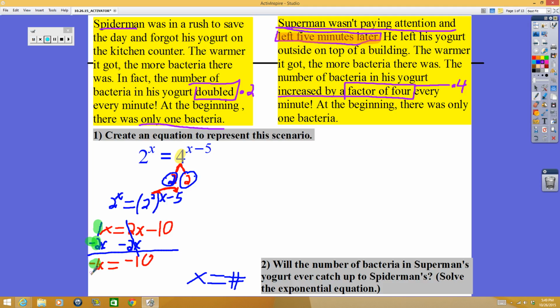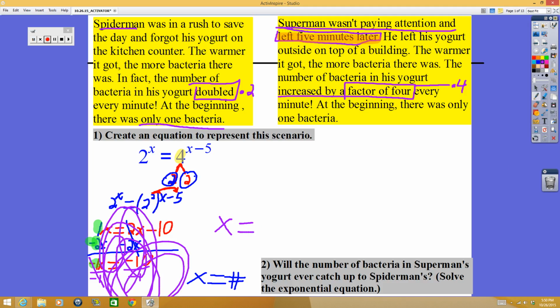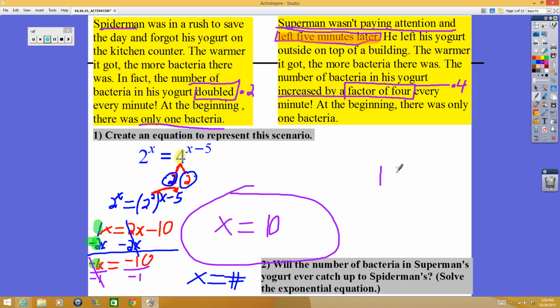Negative 1. I need to divide by that. I need to get rid of it. I know sometimes the habit is some people want to add because they see this negative sign. But look, there's a multiplication sign there right next to the x. I'm trying to get rid of that. All right, these guys cancel. And x equals, if you put this negative 10 divided by negative 1 in the calculator, you're going to get 10. Ta-da!